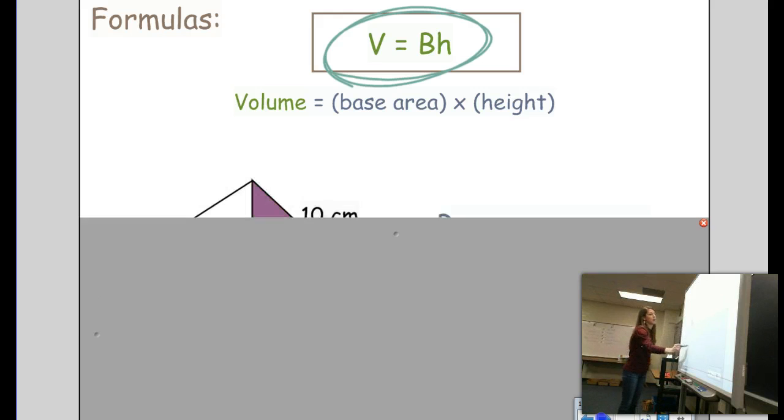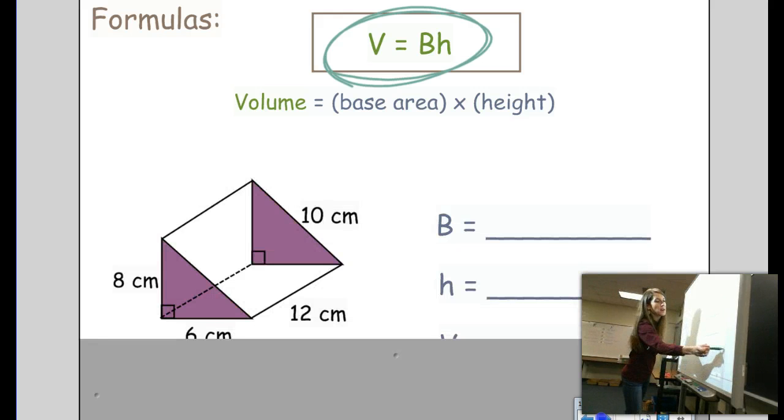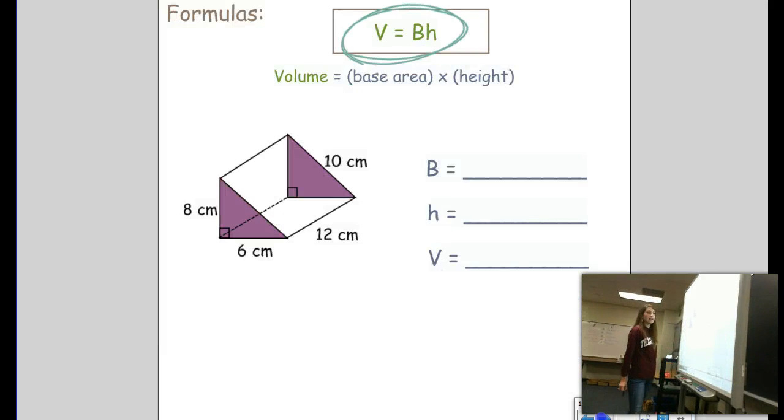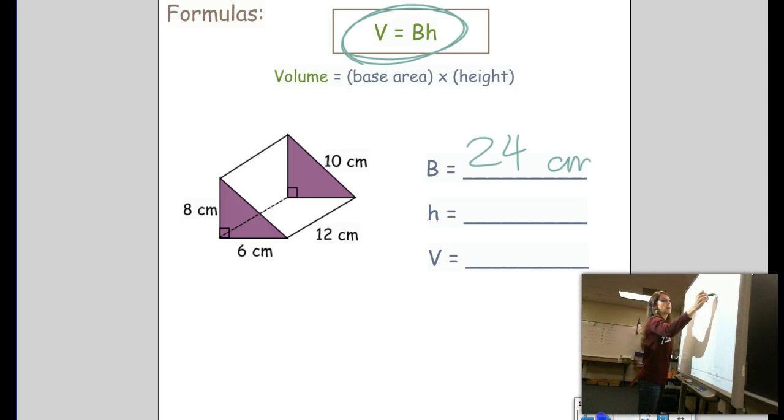All right. We already found capital B. We already did that work. What was it? Kylie wrote it down. 24. We already found the height. Brian told us it was 12. Man, we've already done all the work here. Base times height. 24 times 12.